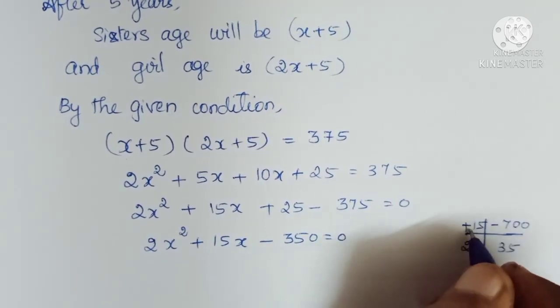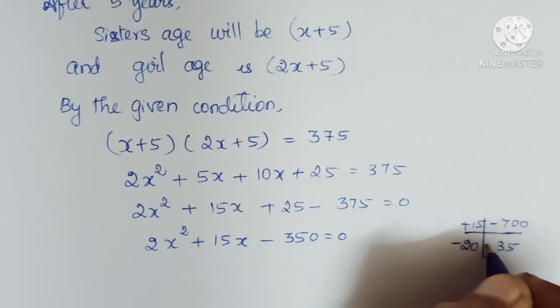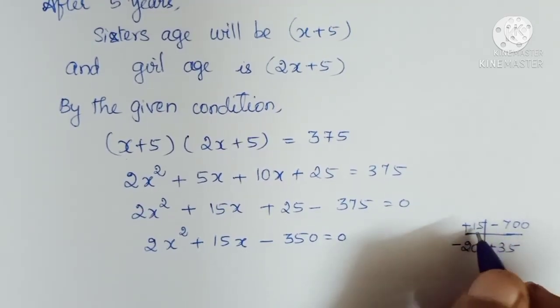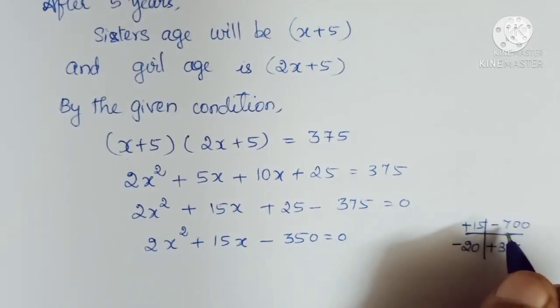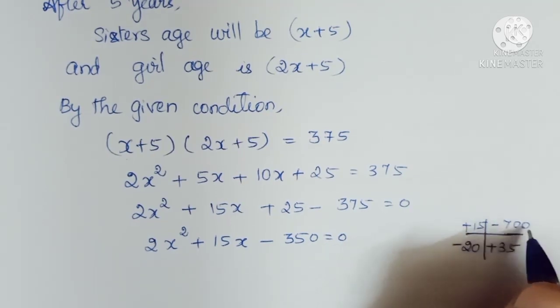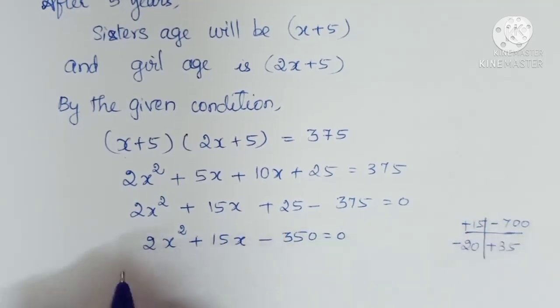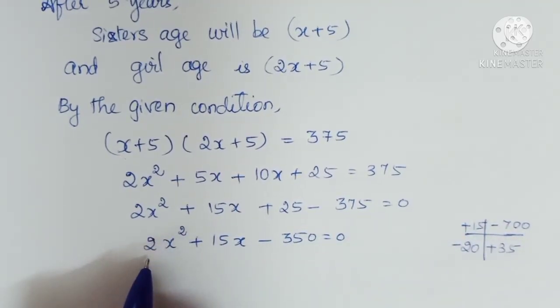So here plus 15, minus 700. So I am going to take minus 20 and plus 35. If you add these two, you will get plus 15. Multiply these two, you will get minus 700. Suppose you ask one more doubt: 20, 35, how can we select? Already I taught you, for this 700 you can use the L division method and we are going to find the two numbers here. Okay.